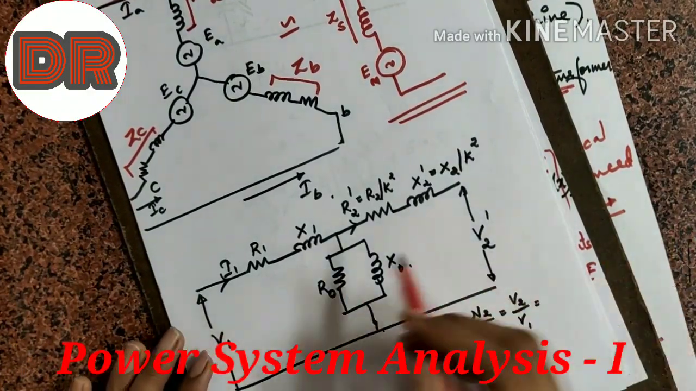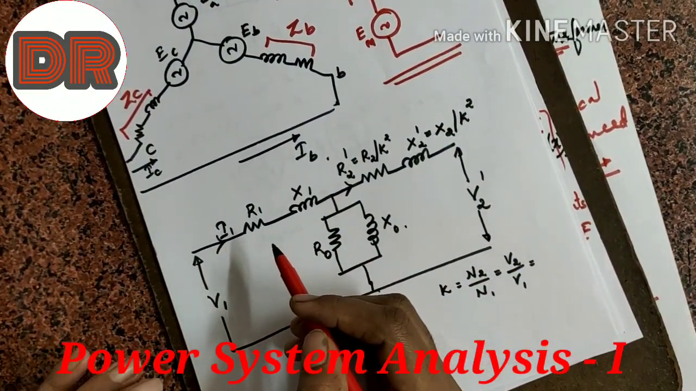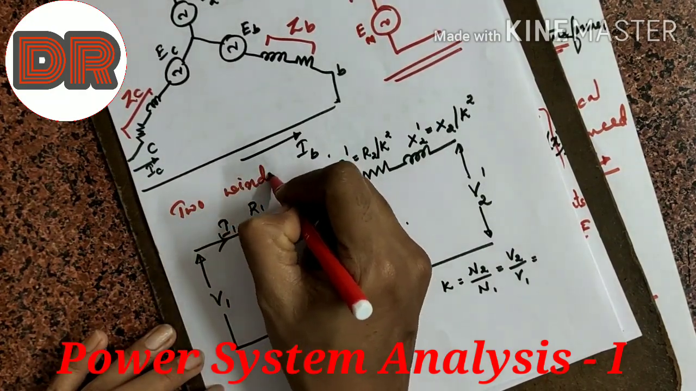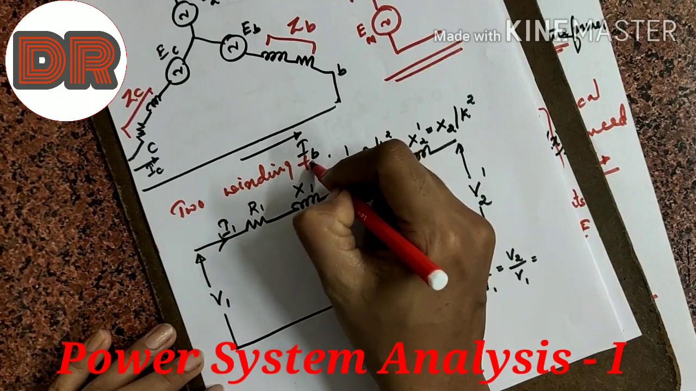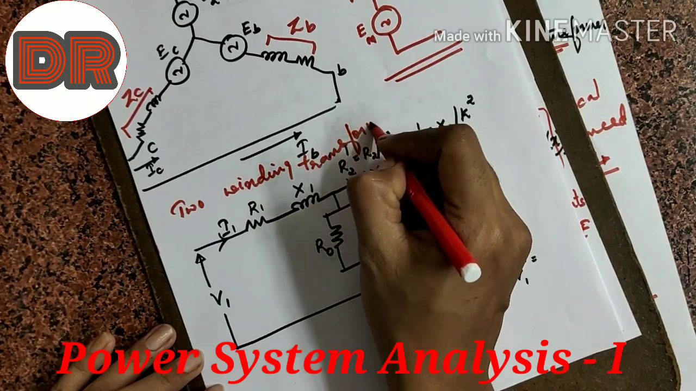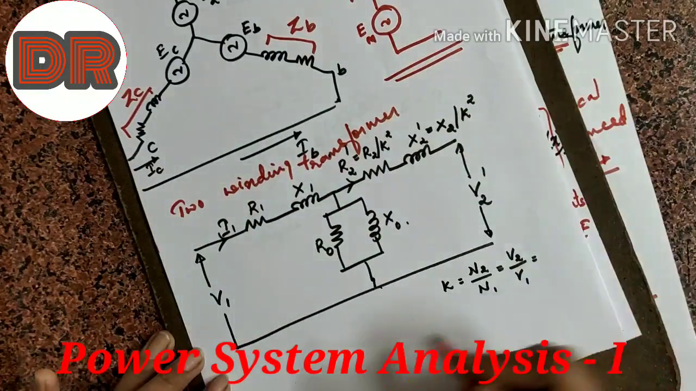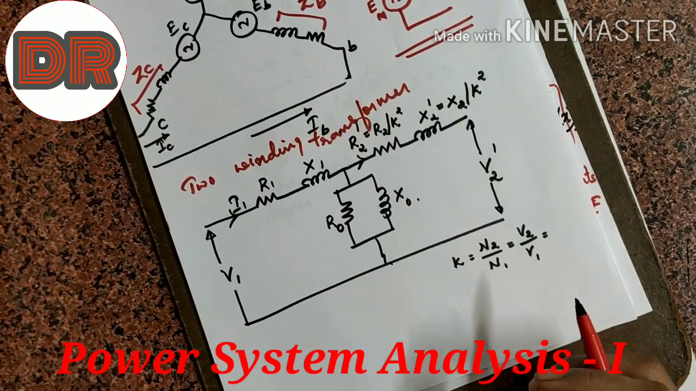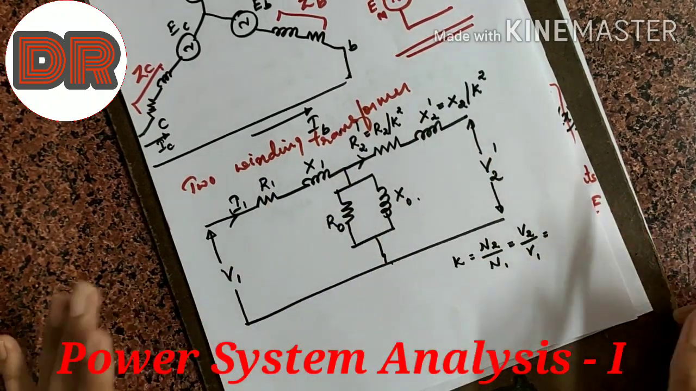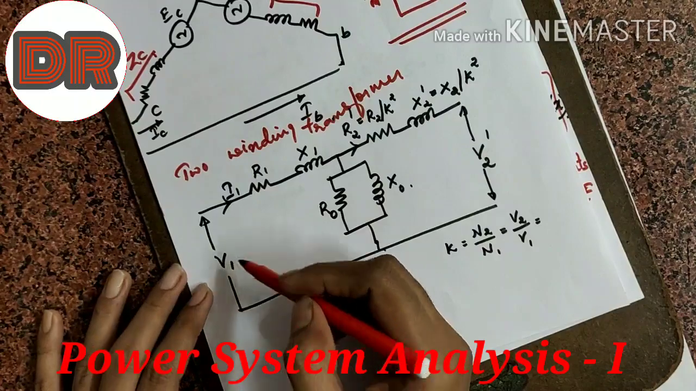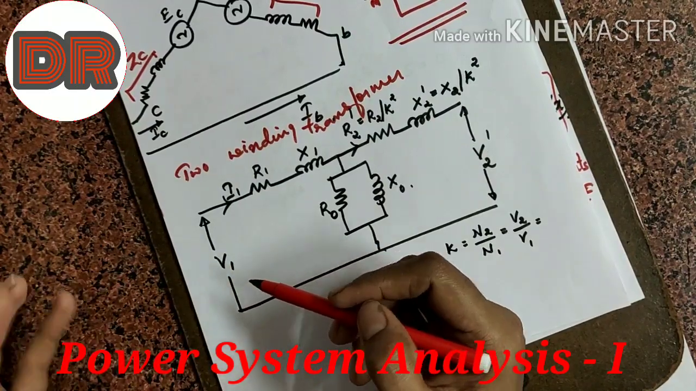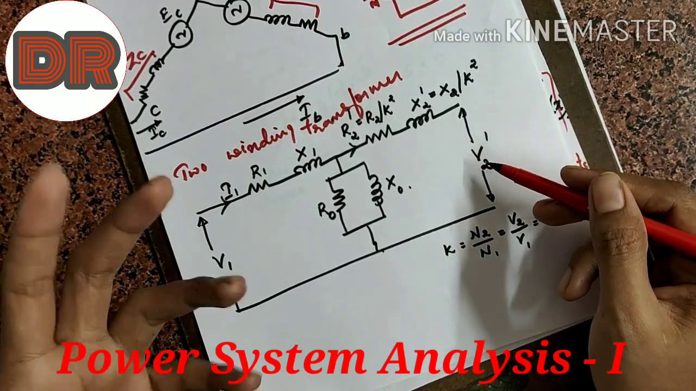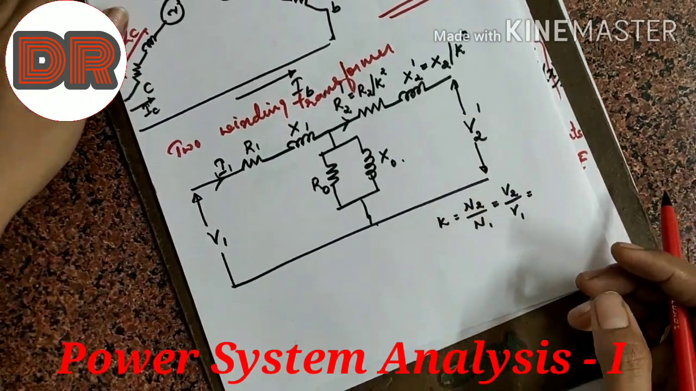The next very important component is the two winding transformer. This itself is a single phase equivalent circuit, because it is very difficult and complicated to write the three phase circuit of a transformer. Let us see what notations are used here. V1 is the primary side voltage, and V2 dash is the secondary side voltage. Why is it V2 dash? Because we have to take care of the voltage transformation ratio.